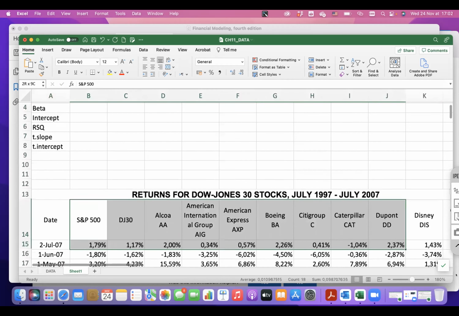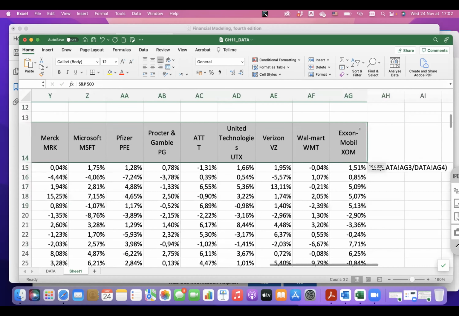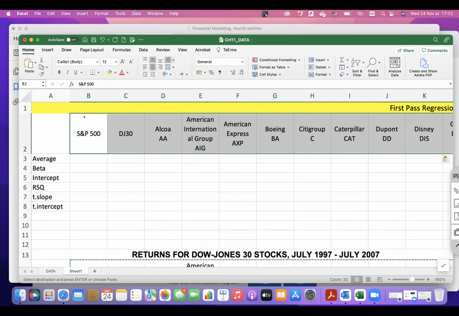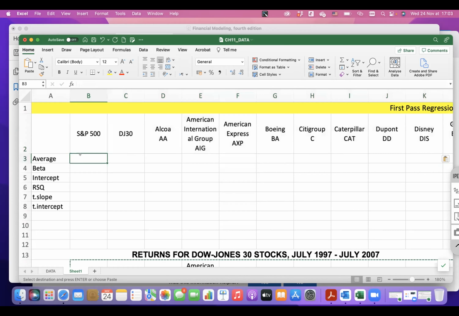So we have here all the individual stocks as well as the indexes. So we have to compute the average returns for each one of these columns, the beta, the intercept, the R squared for the regression, the T-student of the slope, and the T-student for the intercept. Let's start with the average. Are you ready? So we start with the average.